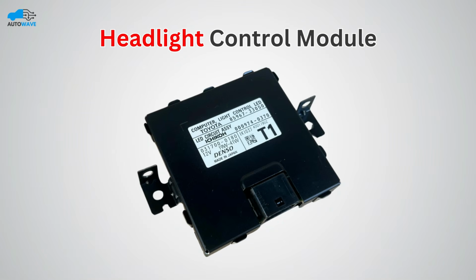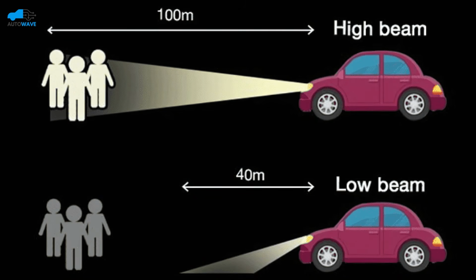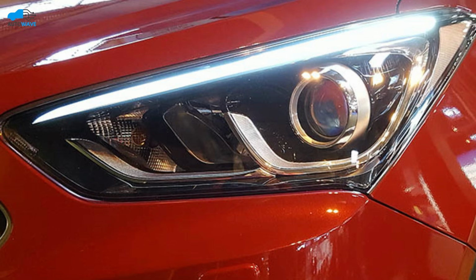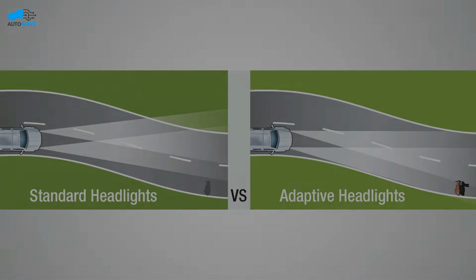Headlight Control Module controls all functions related to the headlights, such as automatic on-off of headlights based on ambient light or ignition status, high and low beam switching, DRL control, and adjusting the beam's intensity and direction for adaptive lighting.